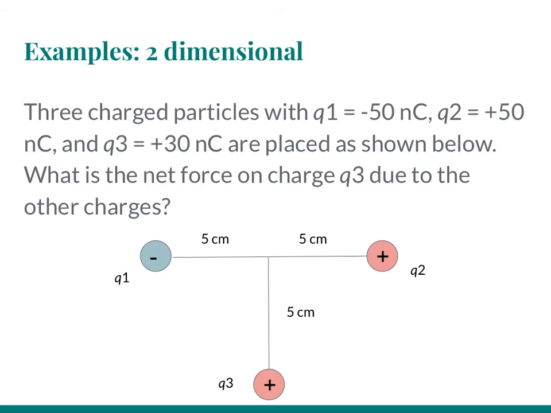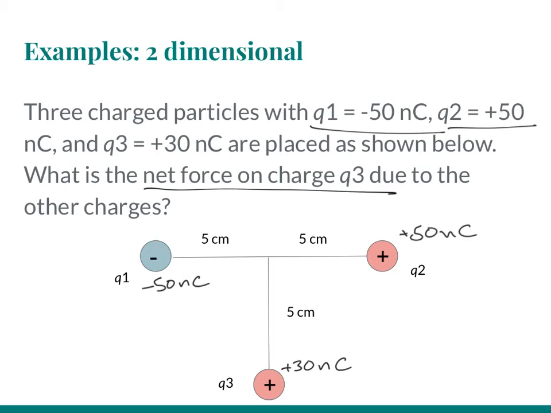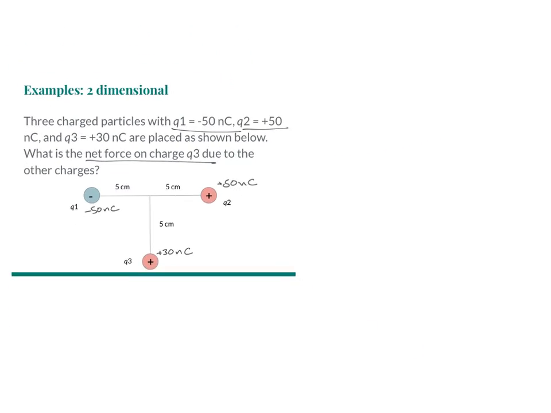Okay, so we're going to write in these charges so they're there for reference on our screen. Q1 is negative 50 nanocoulombs. Q2 is positive 50 nanocoulombs. And Q3 is positive 30 nanocoulombs. Okay, so we've got to calculate the forces on charge Q3. So we've got to do 1 and 3 and 2 and 3. Start with 1 and 3 and do that math over here to the side.